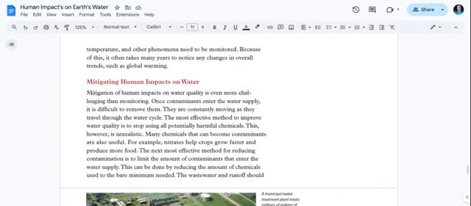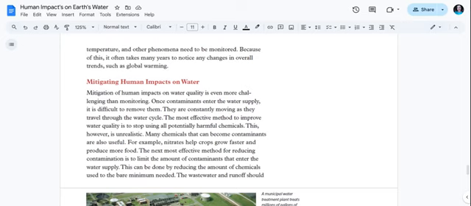Mitigating human impacts on water. Mitigation of human activities on water quality is even more challenging than monitoring. Once contaminants enter the water supply, it is difficult to remove them. They are constantly moving as they travel through the water cycle. The most effective method to improve water quality is to stop using all potentially harmful chemicals. This, however, is unrealistic. Many chemicals that can become contaminants are also useful. For example, nitrates help crops grow faster and produce more food.